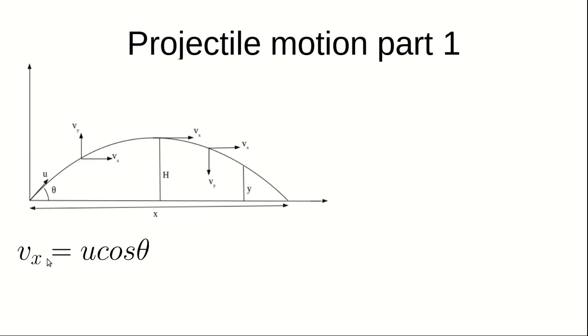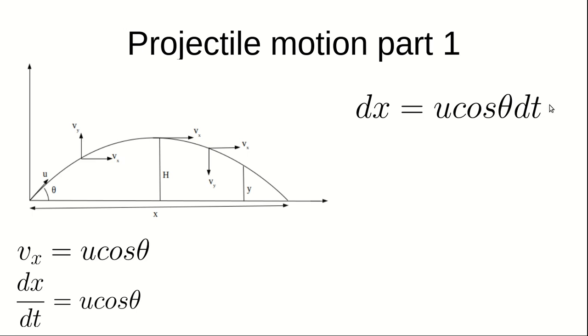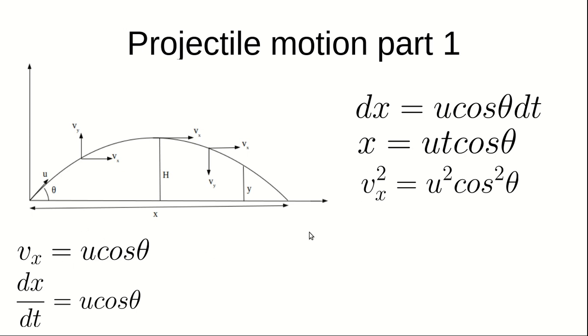Okay, from this point, we can get the position along this direction from this equation, which is dx/dt equal to u cos theta. If we send dt to the other side using the separable variable method, we'll have dx equals u cos theta dt. At this point, if we integrate both sides, we have our x, which is equal to ut cos theta, right? So the two equations along the horizontal are the Vx component and the x component. We also have the velocity squared, which will be used later in subsequent equations.